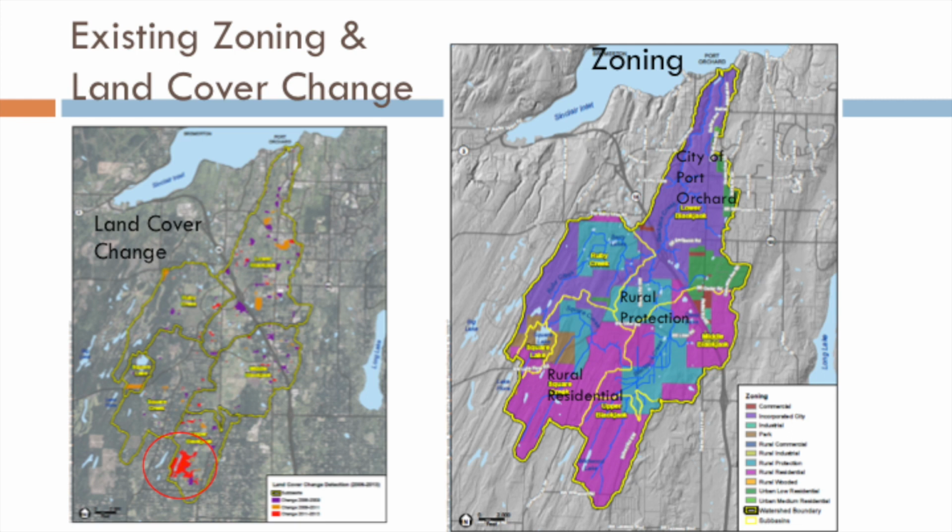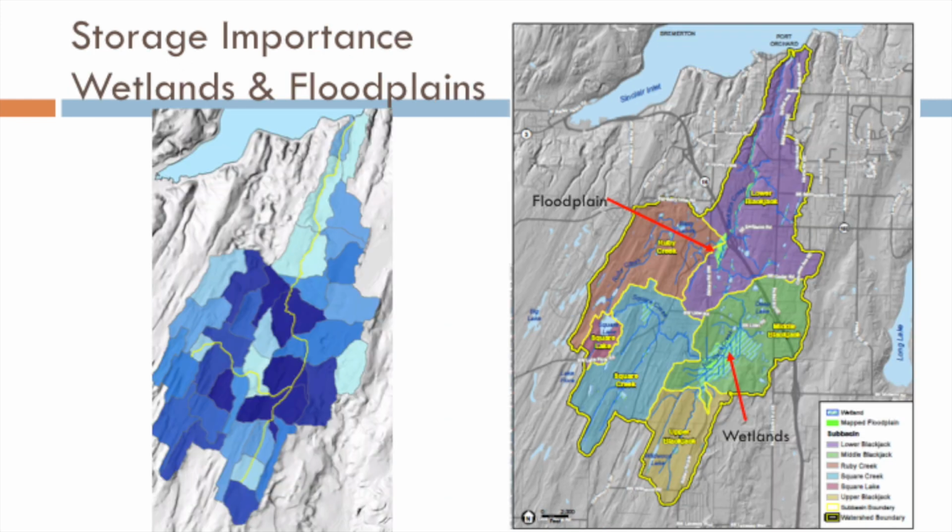And I've included the storage component. So this map, this run was specifically of the importance of storage. You can see the storage areas: the dark blue are the most important, moderately important, and then the lightest blue are the least. And here's our basins again.